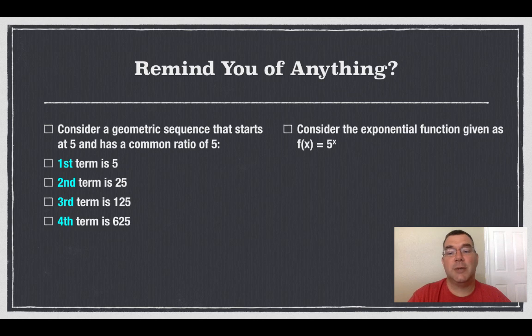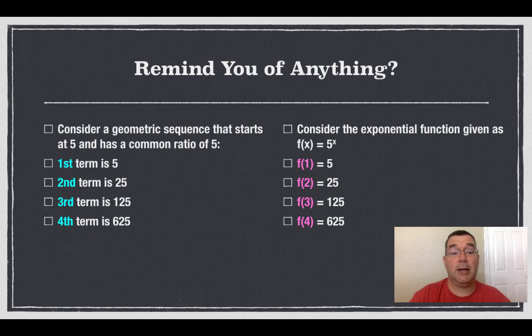Now let's consider an exponential function that is f of x equals 5 to the x, using the same number that I used for the geometric sequence. Well, f of 1 is 5. f of 2 is going to be 5 to the 2, which is 25. f of 3 is going to be 5 to the 3, which is 125. f of 4 is going to be 5 to the 4, which is 625. And look, I'm getting the same numbers in both columns. One was a geometric sequence, one was an exponential function. So they are indeed related to each other. Okay? We're getting the same thing.